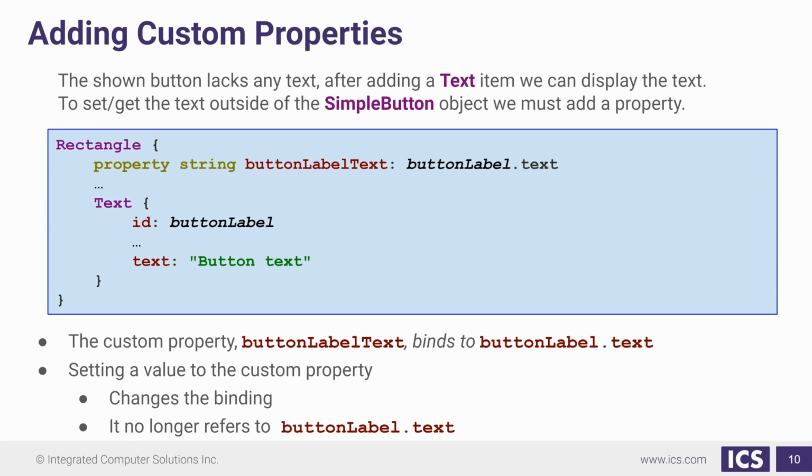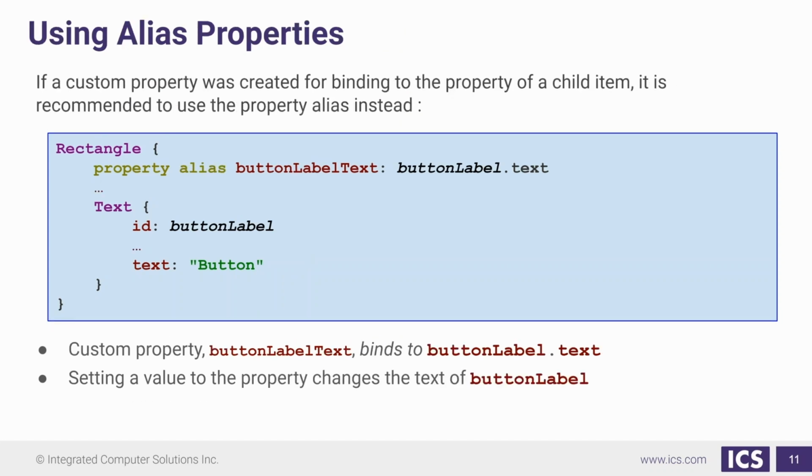But once this property changes, what's going to happen is the property button label text that belongs to our rectangle will be updated, and the text item's button label, its text property, will not be updated. And that's because what we're doing here is we're essentially going to be breaking this binding. So instead of using the type string, we want to use the special type alias here. Now, alias is recommended anytime you're going to create a binding to the property of a child item. In this example, we've changed the type of our button label text to be an alias instead of a string. And now it's going to work as you expected.